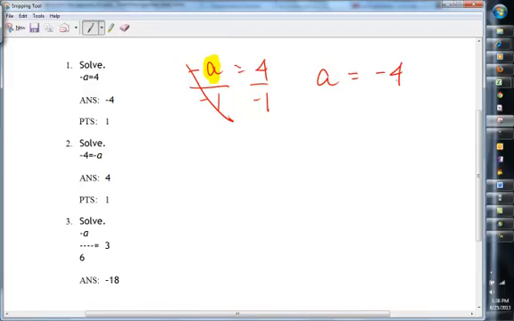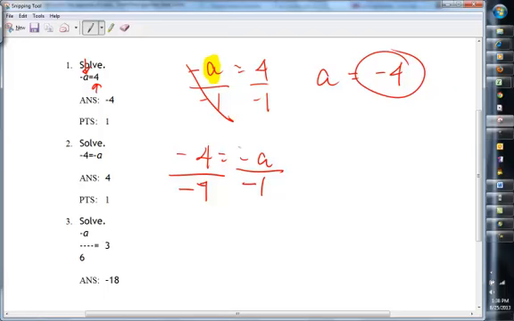Another way to think about this problem is if the opposite of a is positive 4, a is the opposite of 4, which is negative 4. Next one, negative 4 is negative a. Divide both sides by negative 1. The negative signs cancel there. Negative 4 divided by negative 1 is a is positive 4.